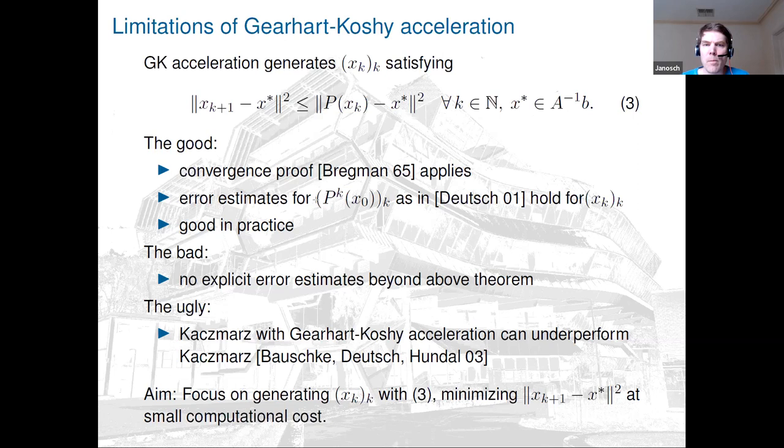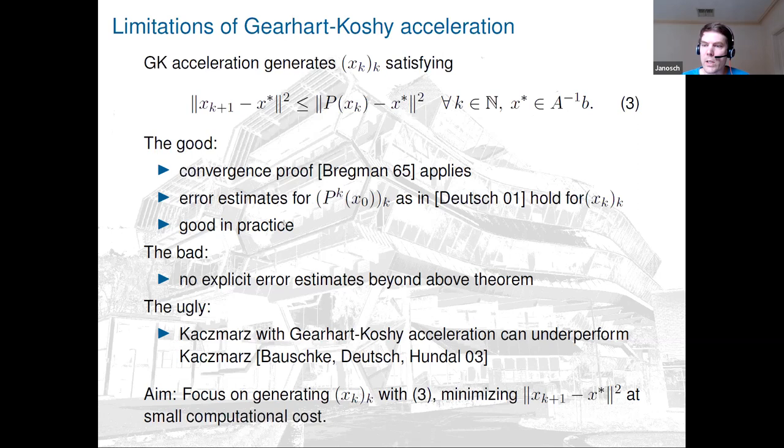From what I just said here, it's always going to be at least better. And then I can apply the old reasoning from Deutsch and so on again. That tells me that I'm not going to be worse than Deutsch predicts. Basically, the Deutsch error bound will always hold because I can only improve it that way. And what's also good is that this Gerhard-Koshy step size performs very well in practice, as we will see.